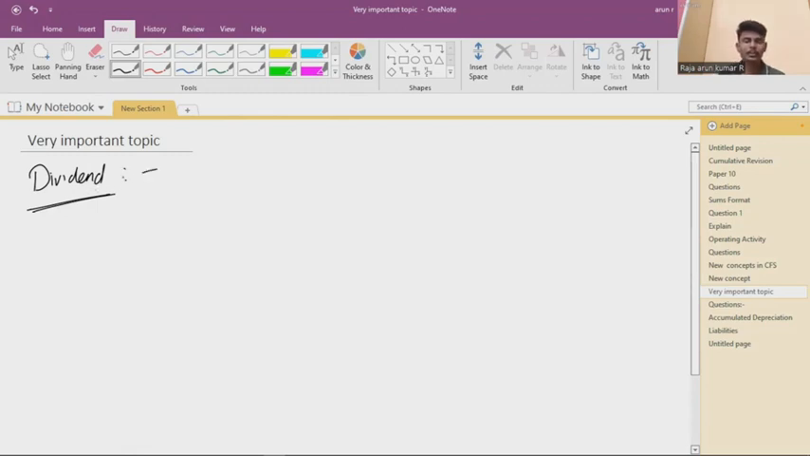Okay, come to the very important topic, dividend. Dividend is an important topic in the cash flow statement. It will play a major role. Before that, I will tell some concepts about dividend.